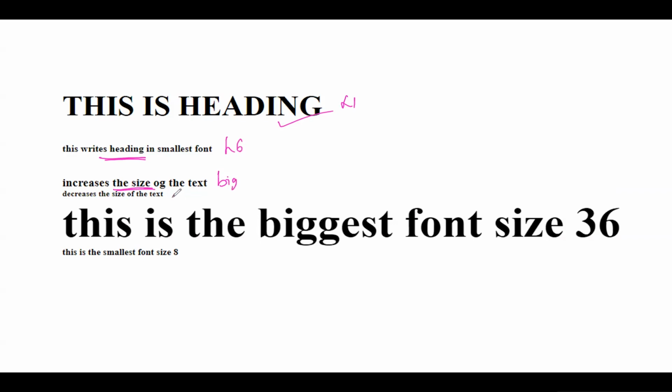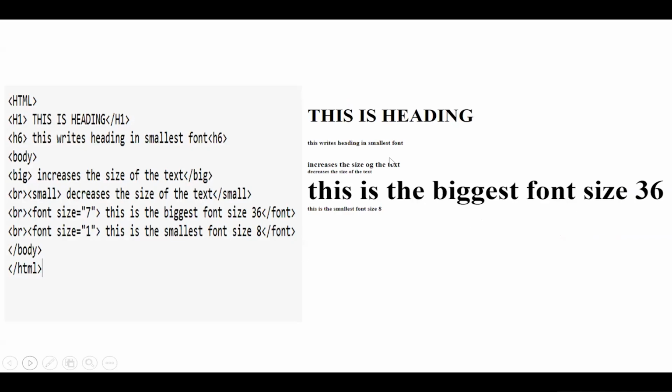Okay, let us quickly do the comparison of both of them. Okay, so when I say this is the heading, it has come like this. This writes the heading in smallest, as you can see the difference here. This is the 36 point, this is the 8 point font. Okay, now this increases the size of the text. As of now, it was this. From here, 1 point increment has happened when I said big. Now, once again, I'm saying small. Now, once again, 1 point decrement. So, as you can see, these both are of the same font.